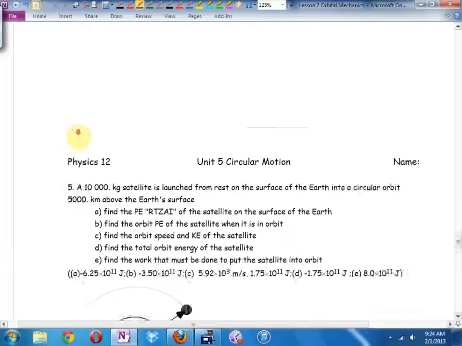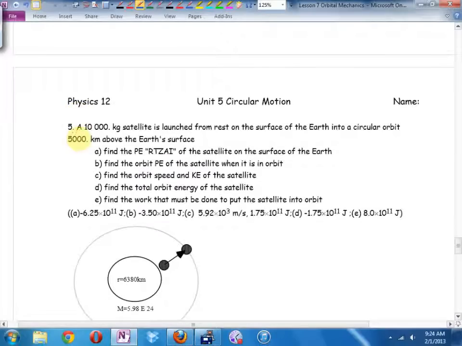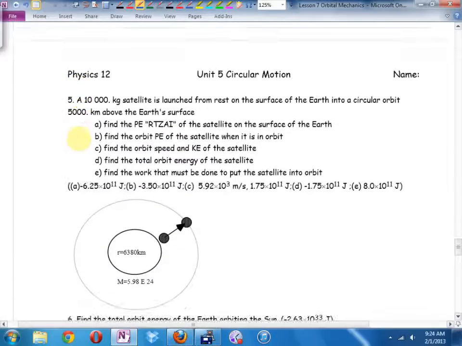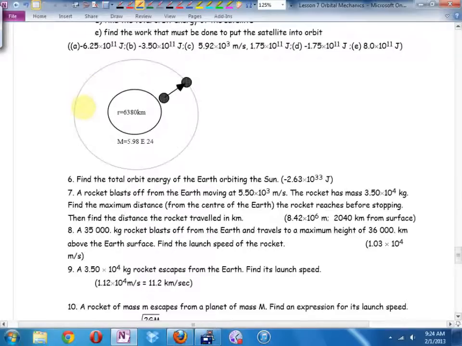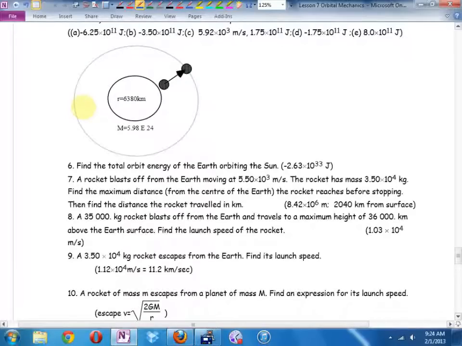4 is good. 5 is good. 7 is good. Now, number 7 says, a rocket blasts off from the Earth moving that fast. The rocket has a mass of that much. Find the maximum distance from the center of the Earth the rocket reaches before stopping.